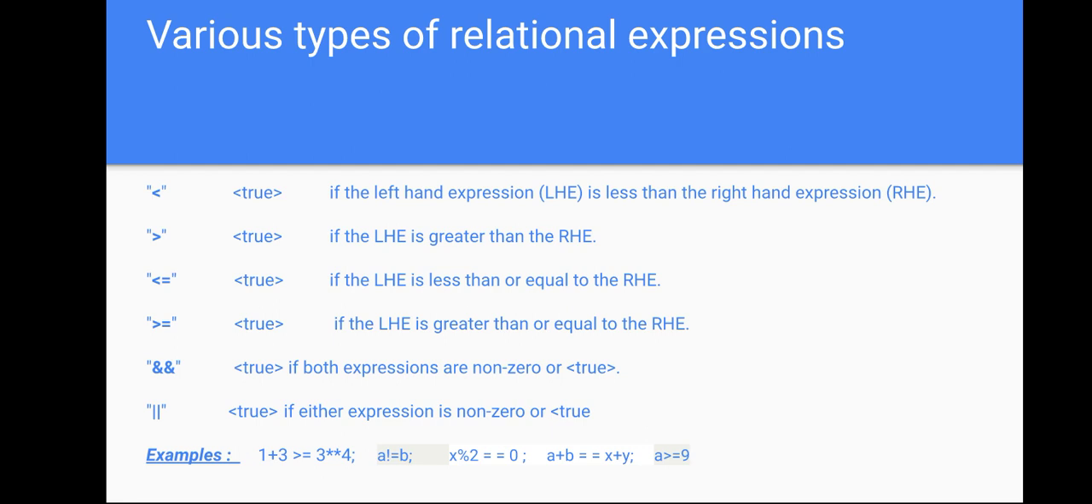This a greater than or equal to 9, a plus b double equal to. Here equal to means double equal to. A single equal is the assignment operator, but double equal to is the checking operator, is it equal to. So a plus b equal to x plus y, this is the meaning of this expression. Likewise we can use any number of relational expressions in a given program.